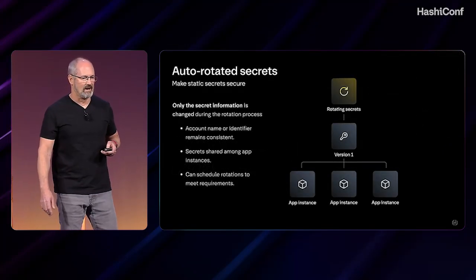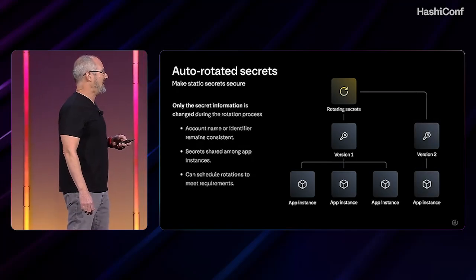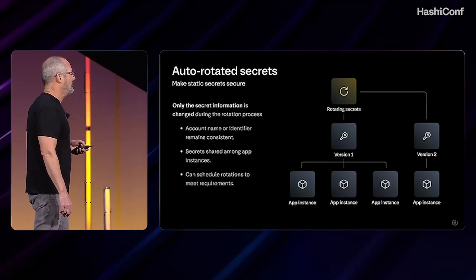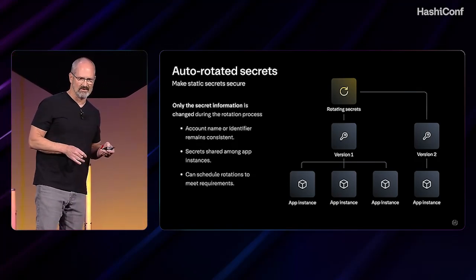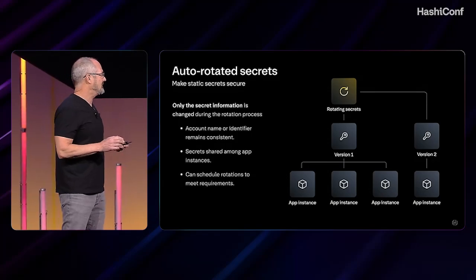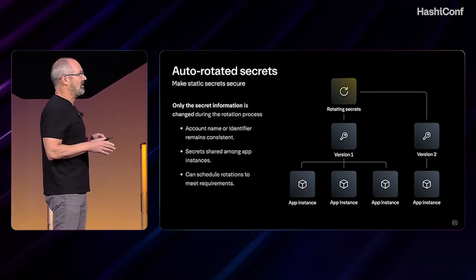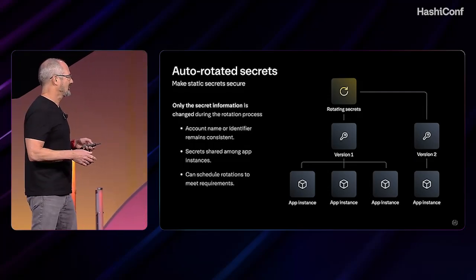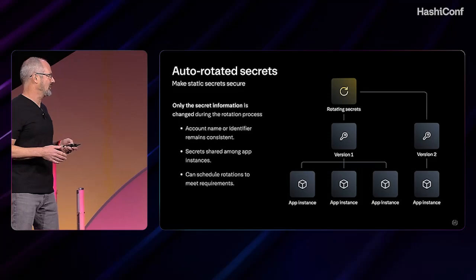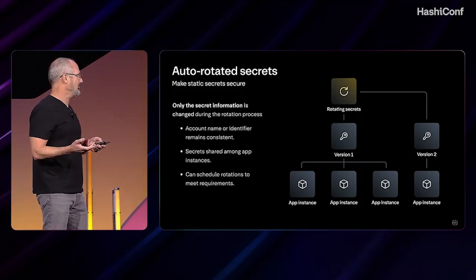So let's talk about auto-rotated secrets first. Auto-rotated secrets make static secrets secure. Typically, only the secret is changed, so whatever the username or identifier is remains consistent. These secrets also tend to be shared among app instances. So you have a version of a secret and it's the current version, and you have certain applications that are going to access it over time.